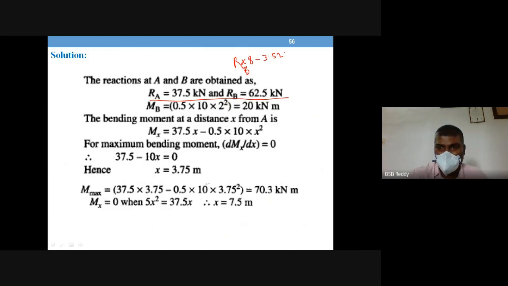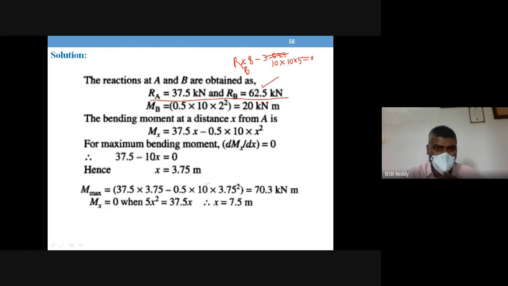You can add live load and dead load both, so you can straight away take it as 10 instead of doing it for two cases. So 10 into 10 is the load, and 10 is the total span into 5 is equal to 0. So RB is 500 by 8, 62.5 is the RB value. So you can see it here, RB is 62.5.